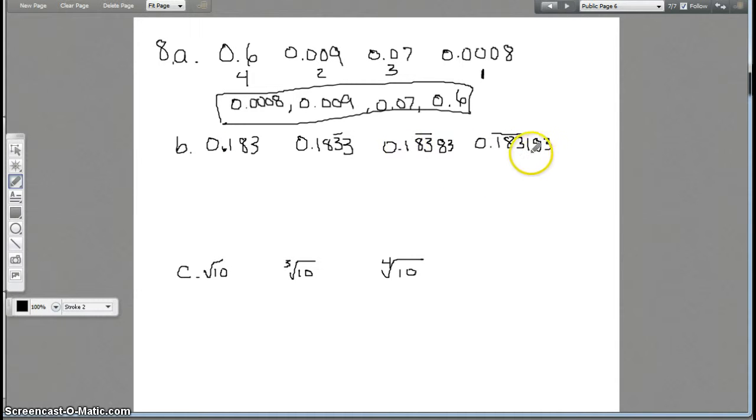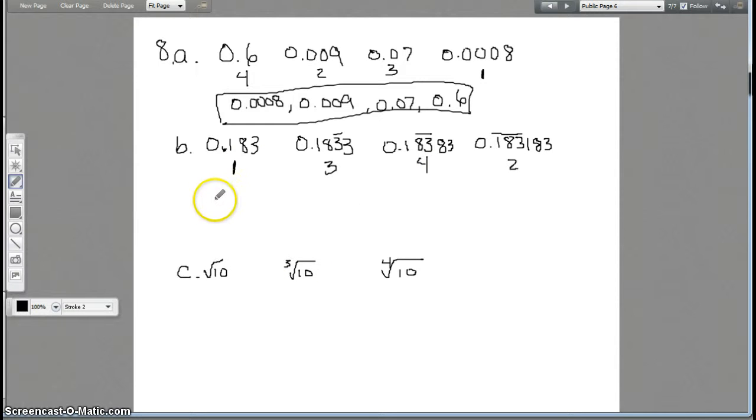Now all of these start with 0.183, but the smallest one is going to be the 0.183 with nothing after it. Now, ignoring that one, what is the one that has the next smallest number after the 3? We have 0.1833, 0.1838, well that's bigger, and then we have 0.1831, that one's smaller, so this is going to be our next bigger number. Now we have to see which is bigger, 0.1833 or 0.18383, and 0.1833 is going to be the smaller of the two, and so 0.18383 is going to be the biggest.